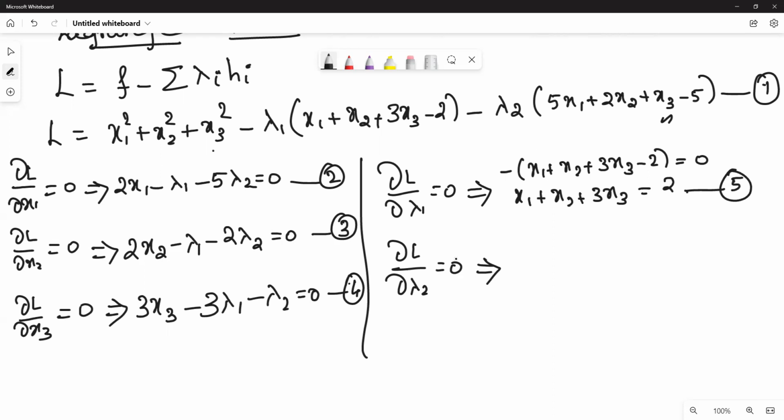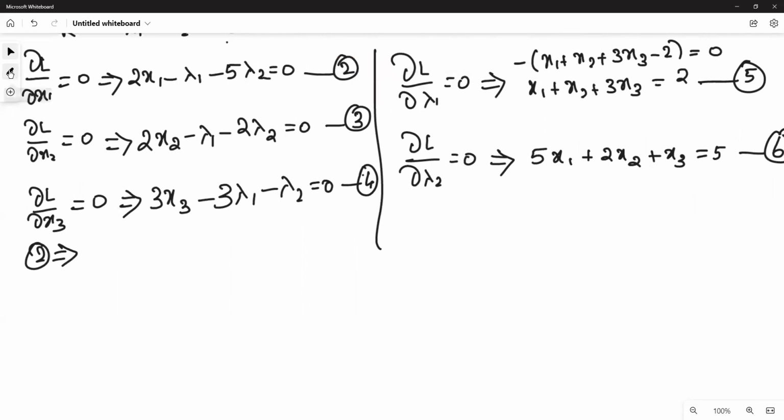∂L/∂λ2 is equal to 0. Same way, if we simplify, it will become the equation 5x1 plus 2x2 plus x3 is equal to 5. Equation number 6. Now we are going to solve it. So first consider equations 2, 3, 4. From that, I am going to get the values of x1, x2, x3 purely in terms of λ1, λ2. So from equation 2, how can I write x1?